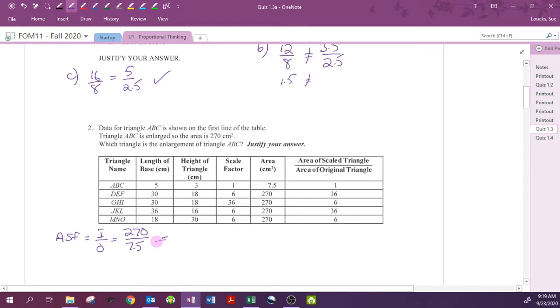And 270 divided by 7.5 is 36. So I can eliminate, oops, I can eliminate this one and this one, right? Because those have got an area scale factor of not 36. And then my linear scale factor is the square root of the area scale factor. So it's the square root of 36, so it's 6. Oh, so that still works for both.